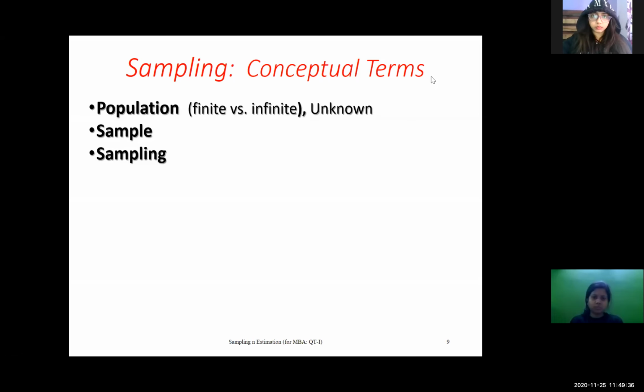Vikisha Naik, you are there? Differentiate between sample and sampling.